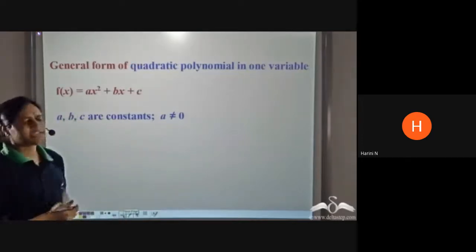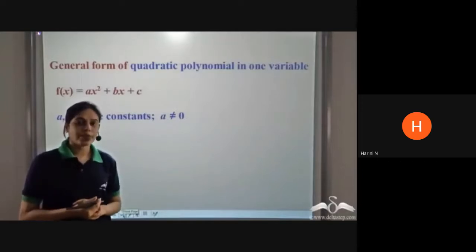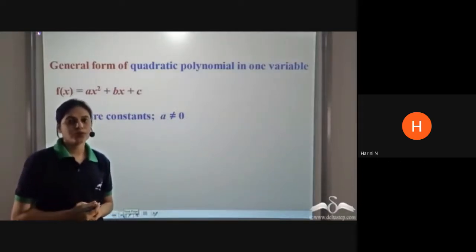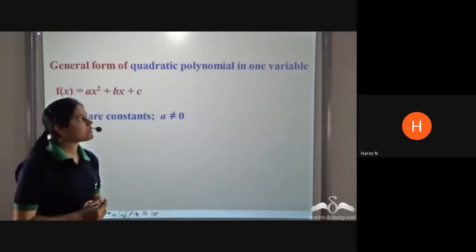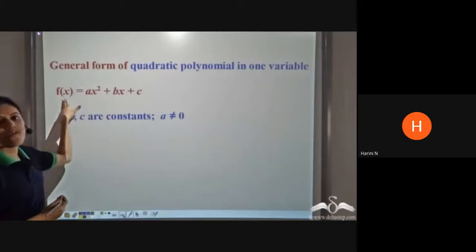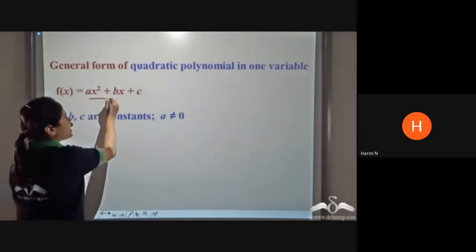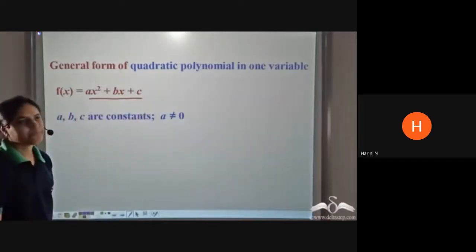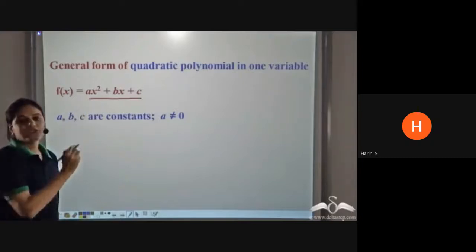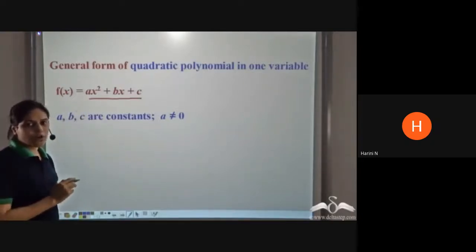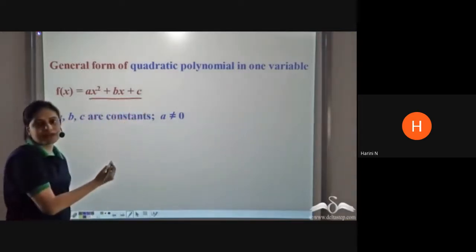Now what is a quadratic polynomial? A quadratic polynomial is a polynomial of degree 2. That is, the highest power of the variable is 2. And a general form of a quadratic polynomial in one variable is ax square plus bx plus c. f(x) denotes a polynomial in one variable, and the general form of a quadratic polynomial in one variable is ax square plus bx plus c.